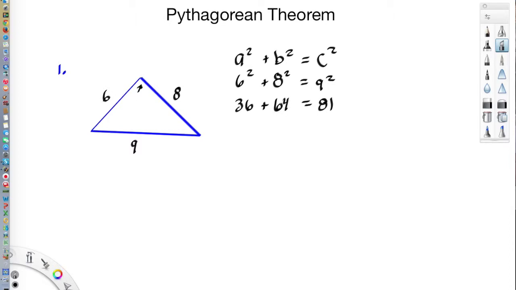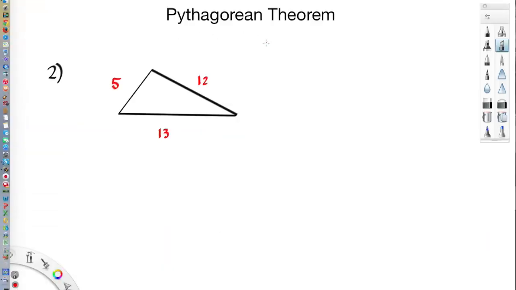36 and 64, well, 4 and 6, that's 10. Carry the 1. 1 and 6 is 7, plus 3 is 10, so 100. 100 is not equal to 81. So it is not a right triangle because the Pythagorean Theorem does not work for it.